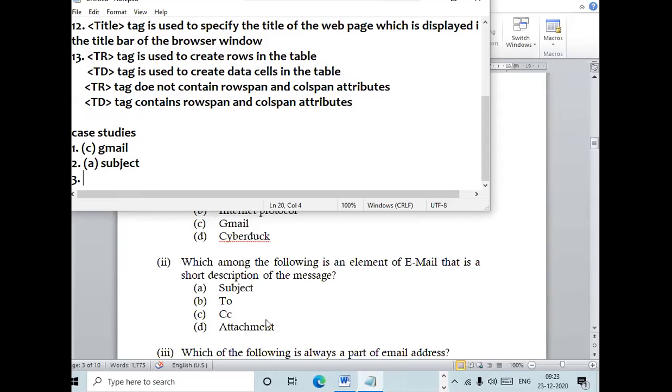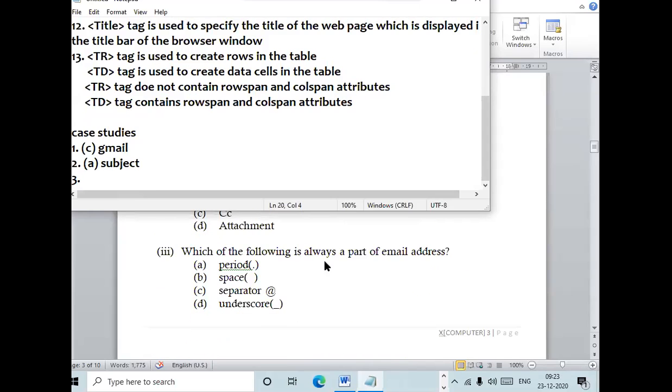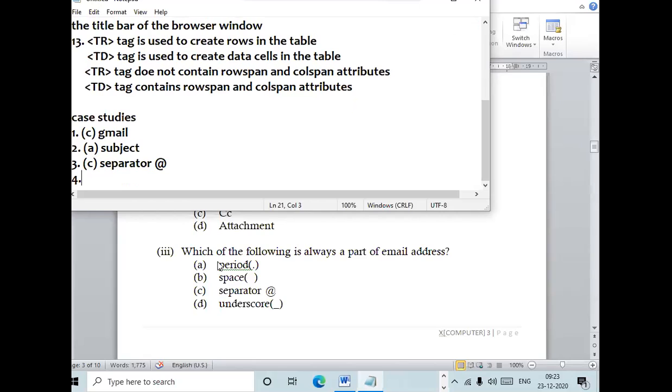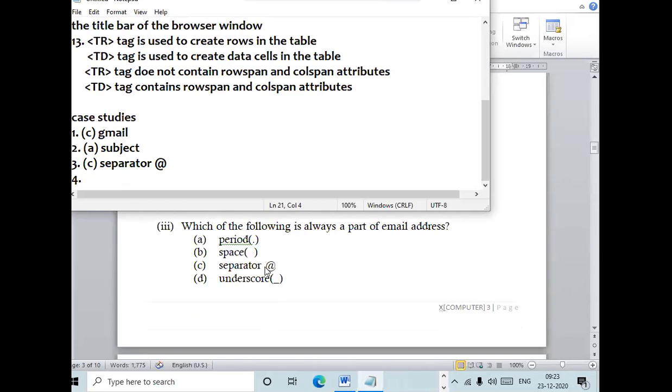Third, which of the following is always a part of email address? Out of these symbols, which is the symbol which is all time available in email? Yes, separator. Option C, separator, that is @. Fourth MCQ.